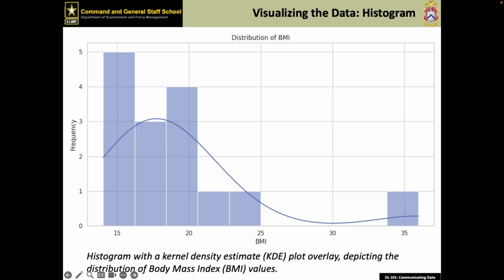This histogram shows the ACFT dataset's BMI values distribution. This histogram has a kernel density estimate, a KDE plot overlay, depicting the distribution of body mass index values. The KDE curve peaks around a BMI value of about 17 or 18, indicating the most common BMI range.